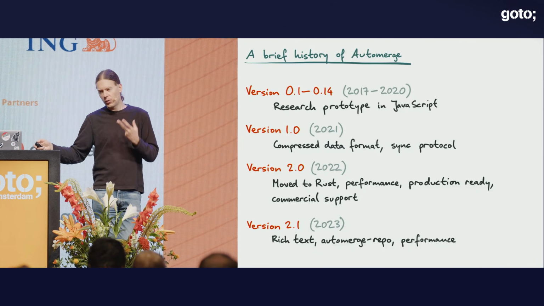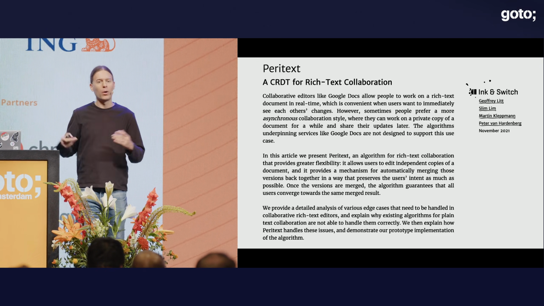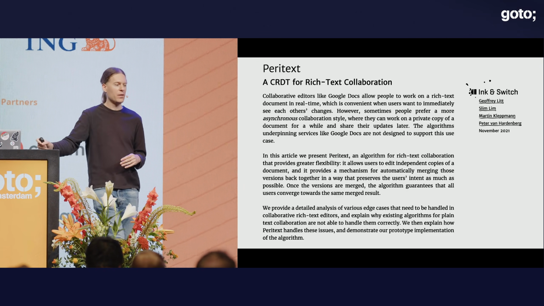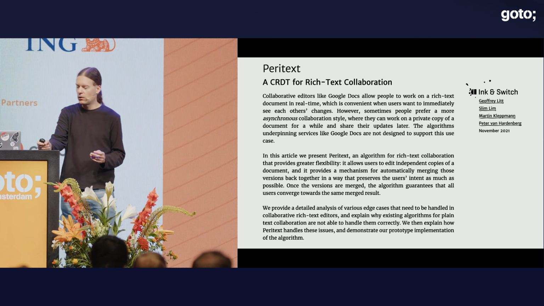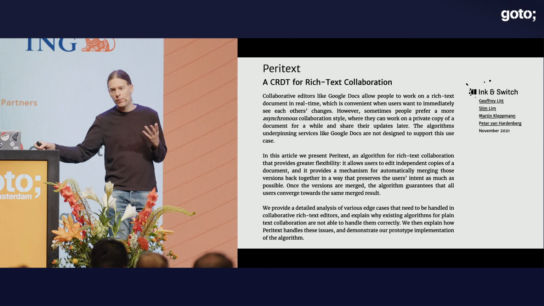And it sort of exemplifies the types of problems that occur when you've got multiple users concurrently editing some data. And the algorithm I'll talk about is something that we published in this article in 2021. Peritext is the name of the algorithm.